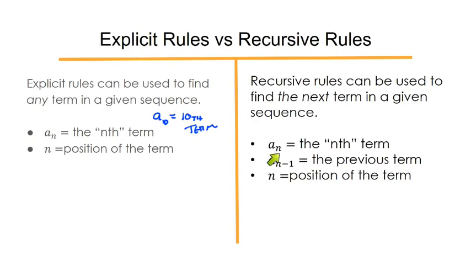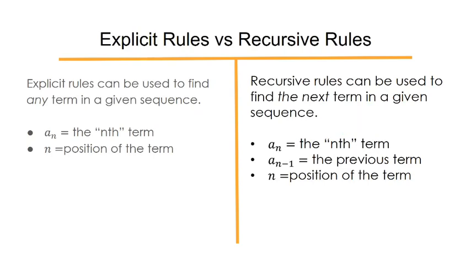A sub n is still the nth term, but then we might use a sub n minus 1 to refer to the previous term. Let's unpack that real quick. If a sub 10 is the 10th term, then a sub n minus 1 would be the term before it, because 10 minus 1 is 9, and that would be referring to the 9th term. So if you see that notation, it means the term before the term we're talking about. And n is still the position of the term. With this background knowledge, let's learn how to use an explicit rule.